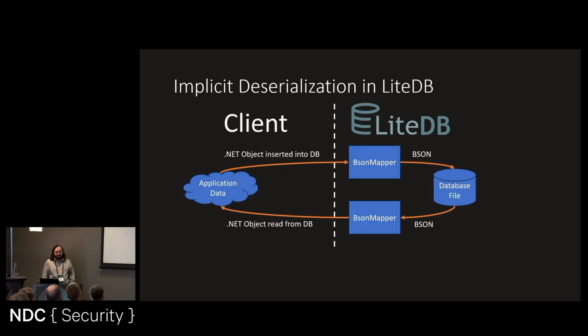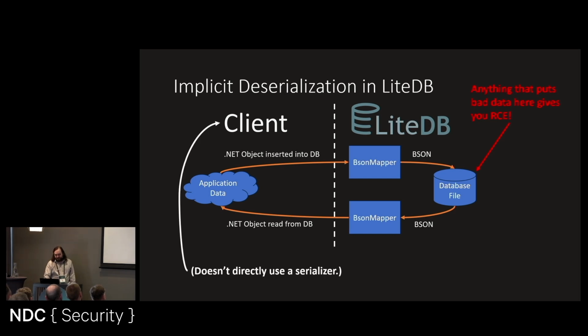So remember, LiteDB uses bson mapper to read its own storage. That means that anything that lets you put unsafe data or some sort of a payload in the database gives you RCE. And it's worth noting that a client using LiteDB probably doesn't know it's using a serializer. You're almost never going to call bson mapper. You're just going to tell LiteDB, store this object or give me an object. But clients that use LiteDB are still vulnerable to RCE because that serializer is there. And there's a few different ways that comes up.